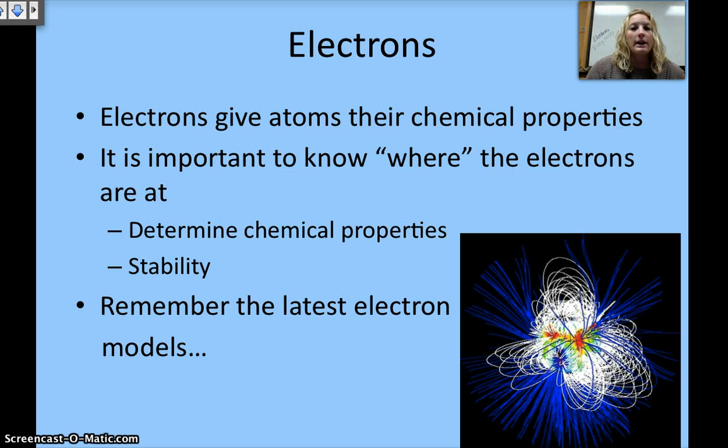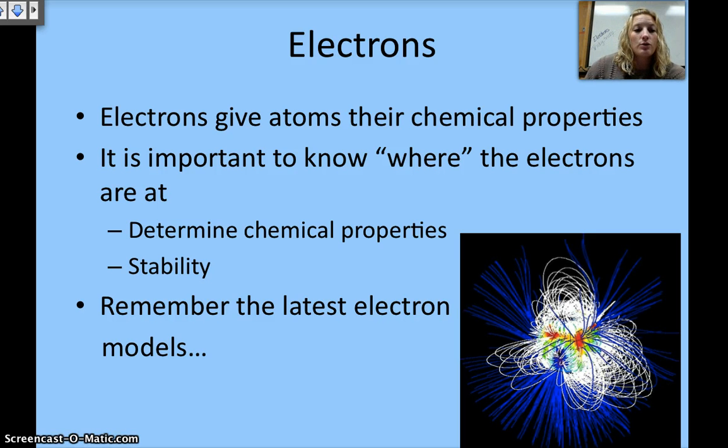As we start talking about electrons, it's important to remember that electrons give atoms their chemical properties. So that means changing color, lighting on fire, all the fun stuff that we know chemistry can be and chemistry can do. It's pretty much the electrons that do that. So it's important to know where the electrons are at. Where are my electrons at, yo? This will help us later on as we start determining what the chemical properties of things are and how stable atoms are, and also just some of the normal properties that elements are going to have.